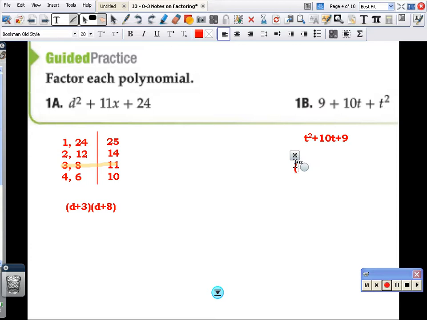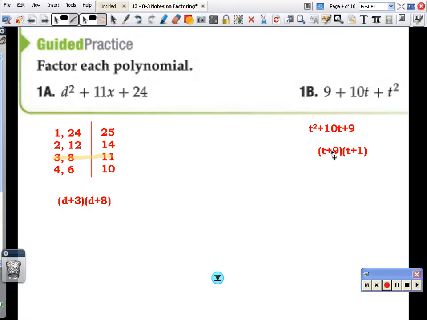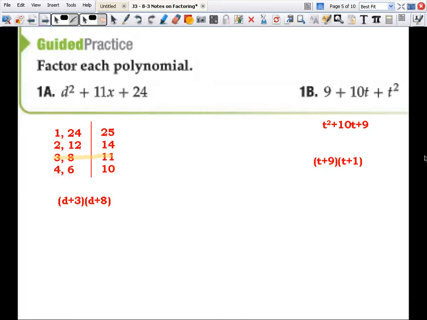So t plus 9 times t plus 10, or excuse me, t plus 1. And that's it. That's all you have to do. That's factoring. That's dividing this up into two separate binomials. All right? Let's take a look at the next page.